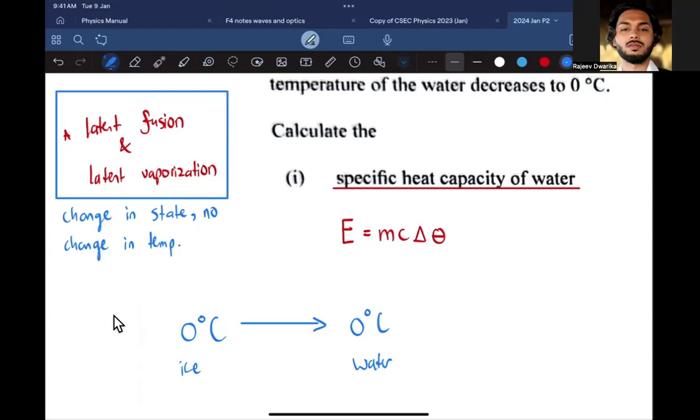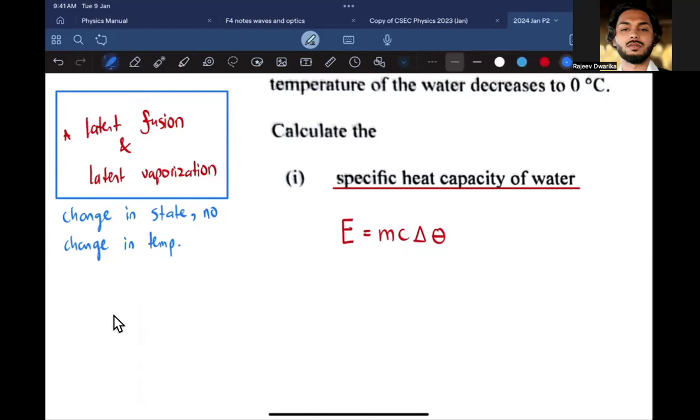Ice is kind of special for water, but in ice the atoms are arranged in a tight, compact, hexagonal manner. You need heat to change that shape and get water. So anytime you see latent fusion or latent vaporization, you're not changing temperature. There's no change in temperature, just a change in state.